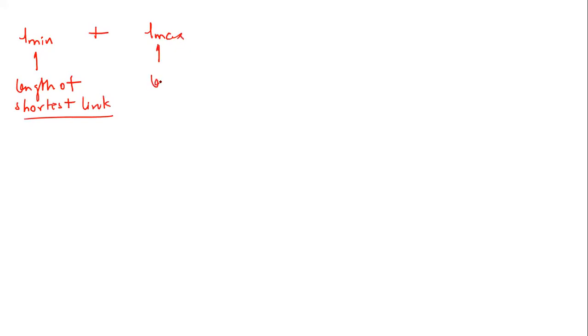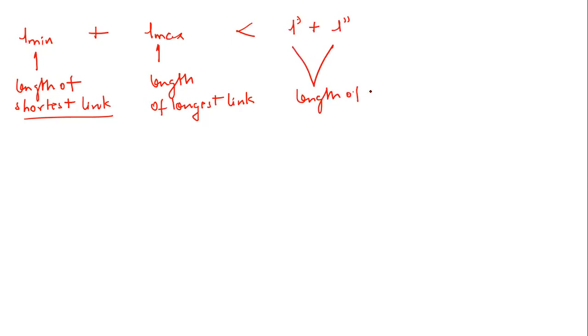Okay, so let me explain this. What is a Grashoff kinematic chain? Let's say in a 4-bar chain, L min is the length of the shortest link, and L max is the length of the longest link. Now this should be less than or equal to L prime plus L double prime, which is the length of the remaining 2 links.